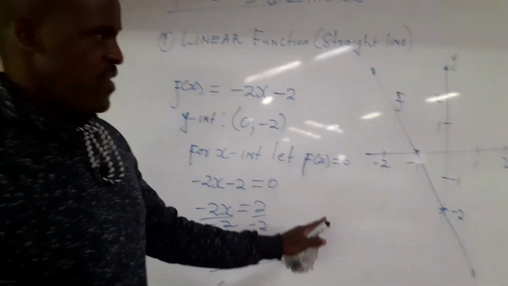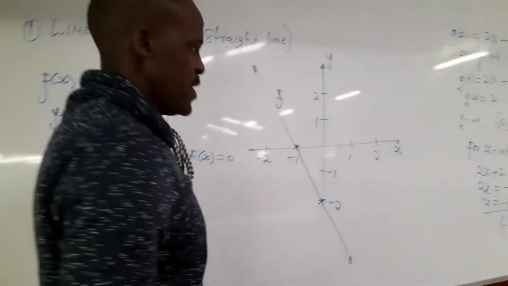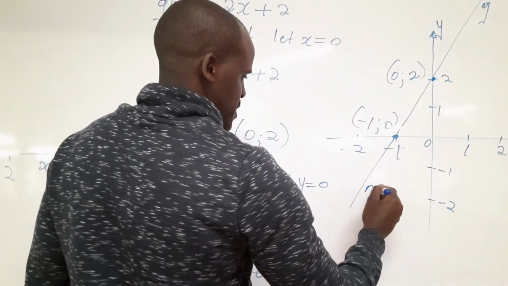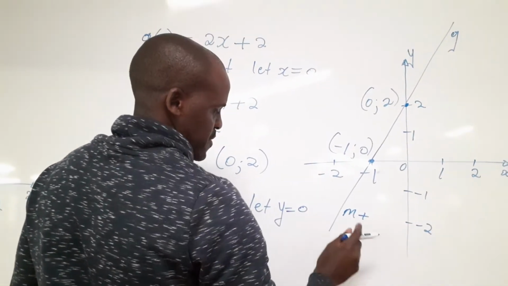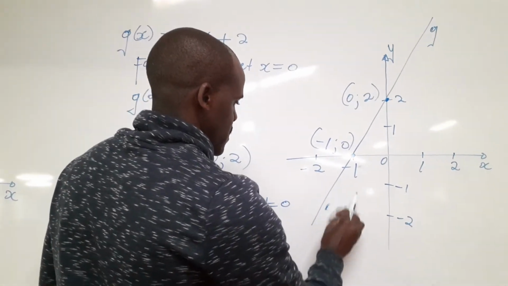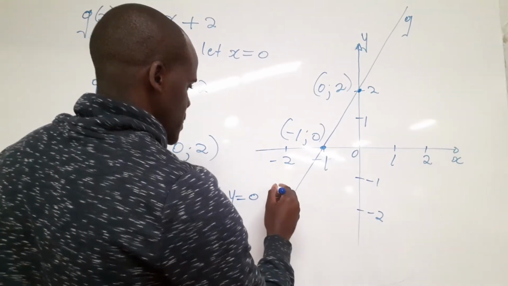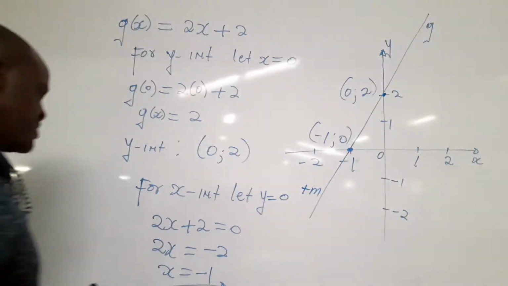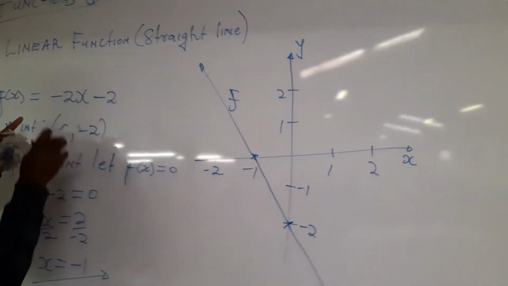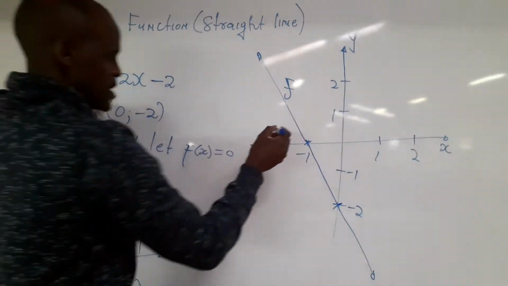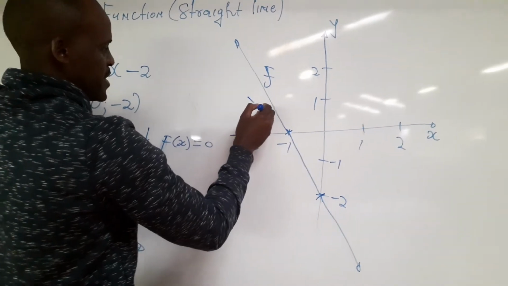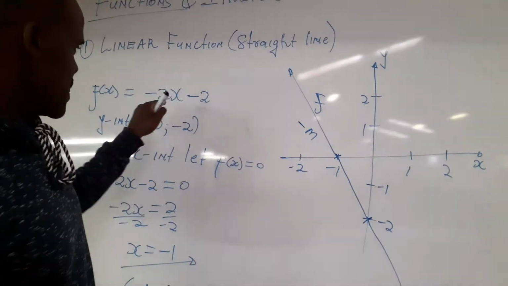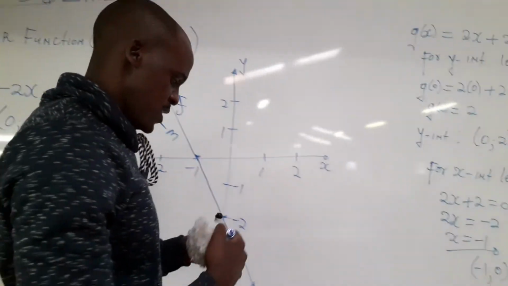So comparing the two functions, this one here, the gradient is positive 2. The gradient here is positive. It's plus m. When you go up, the gradient is positive. But then here, since the gradient was negative, that's the reason why we are having a decreasing function. Our function will be decreasing since the gradient was negative like that.